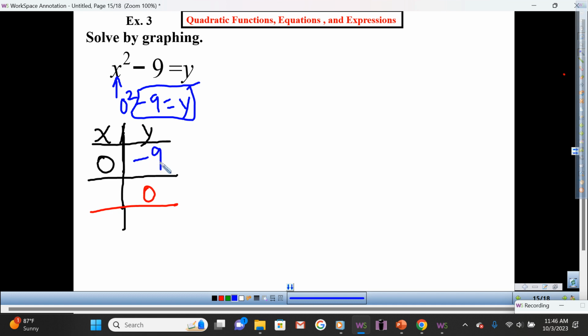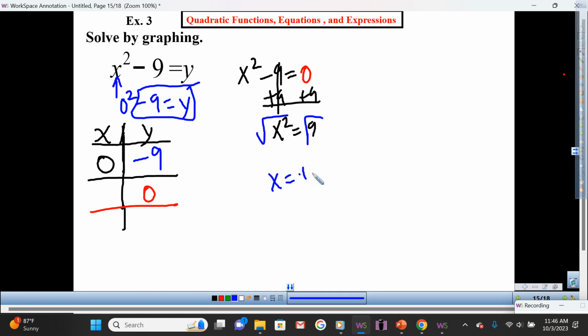Hold on, we're almost done. Next, I'm going to substitute 0 for y. Look up. x squared minus 9 equals 0. Can we solve for x? What method do you want to use? Square roots, factoring, square roots, okay? Plus 9, we're almost done. Square roots, x equals plus or minus 3. I mean positive 3 and negative 3. So now I add the 0.